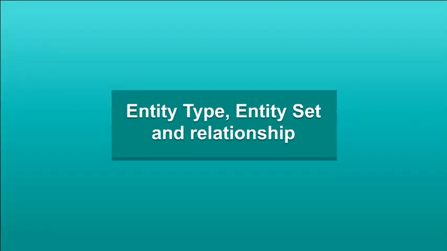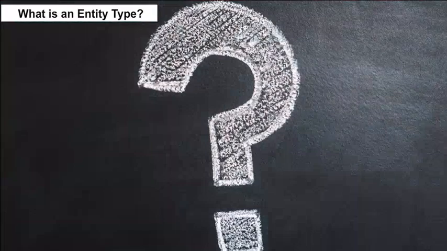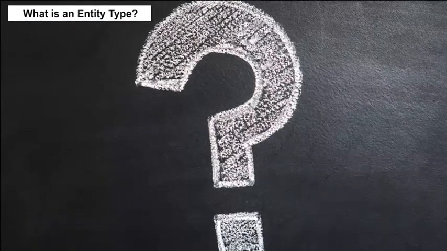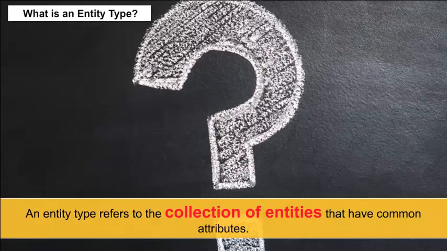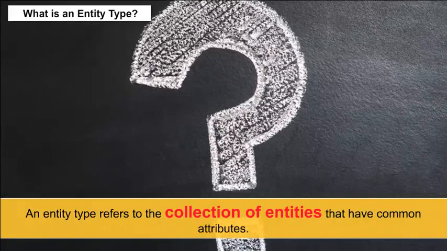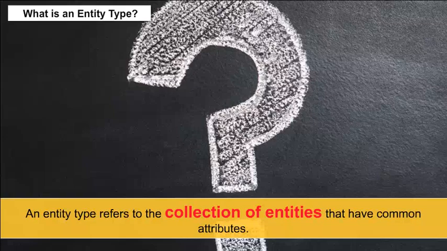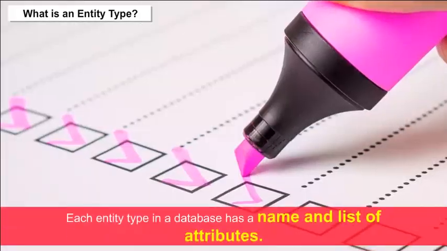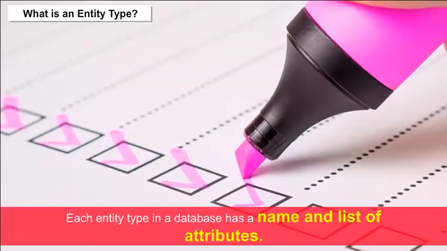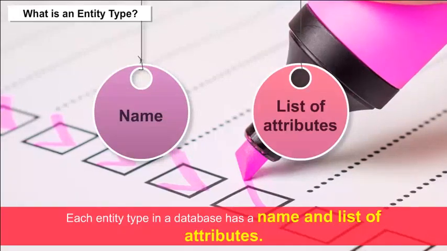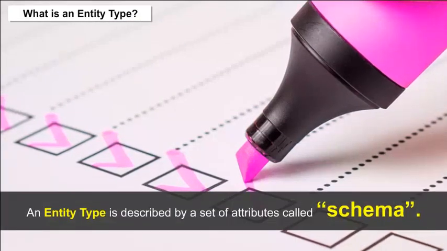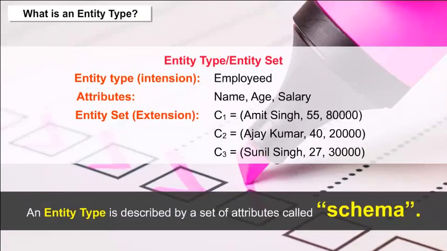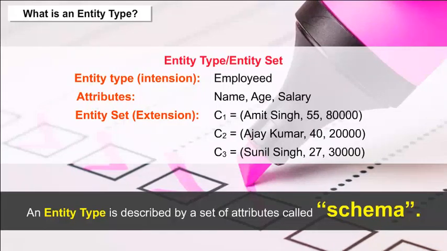Entity type, entity set, and relationships. What is an entity type? An entity type refers to the collection of entities that have common attributes. Each entity type in a database has a name and list of attributes. An entity type is described by a set of attributes called schema.